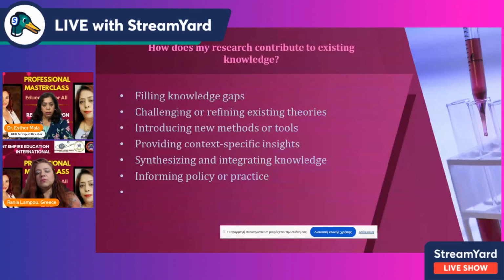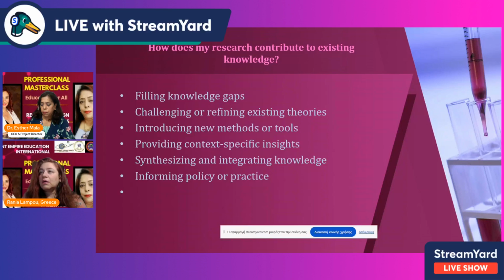You need to mention how your research contributes to existing knowledge. Does your research fill knowledge gaps, so it investigates areas that have not been explored or are under-researched? Does this research test current assumptions or frameworks or models, potentially leading to refinement or revision? Does this research introduce new methods or tools?